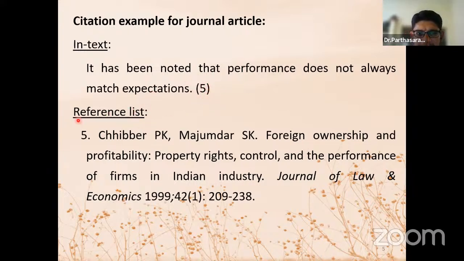Then at the end of your article, you are supposed to attach the reference list. This is a typical Vancouver style of referencing, where usually the author's name is given at the beginning. Then comes the title of the study, then the internationally approved name or abbreviation of the journal, then the year of publication, then the volume and the issue, and then the page numbers.